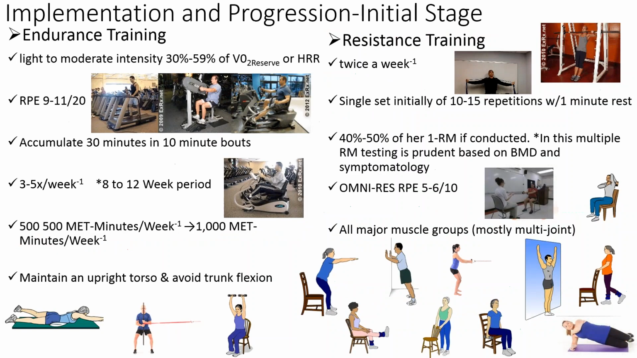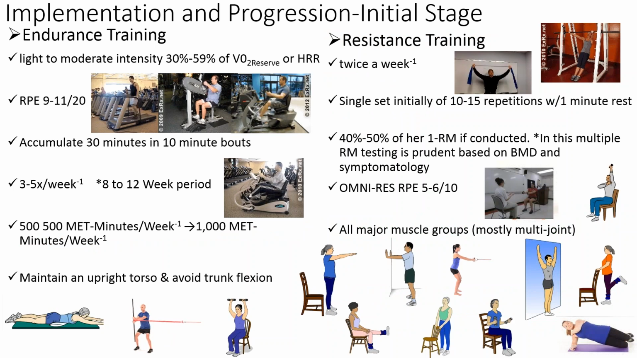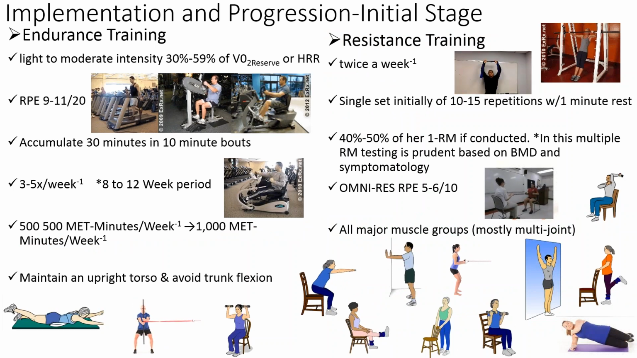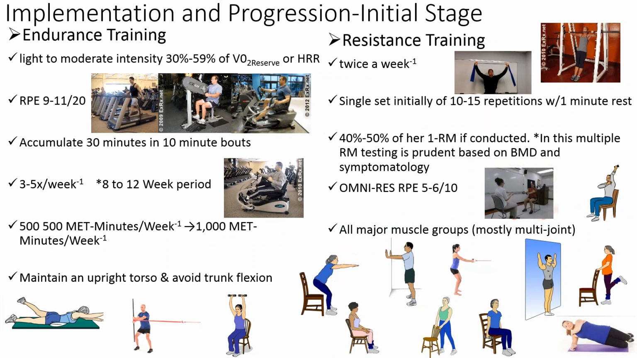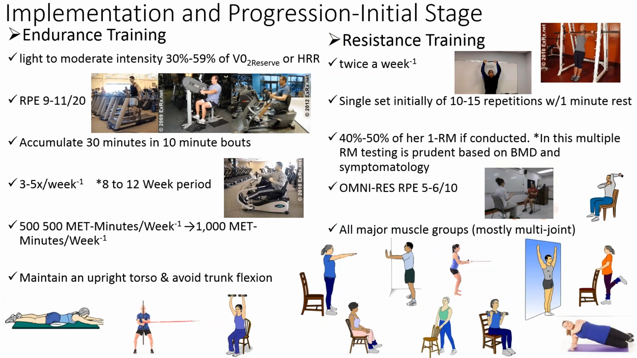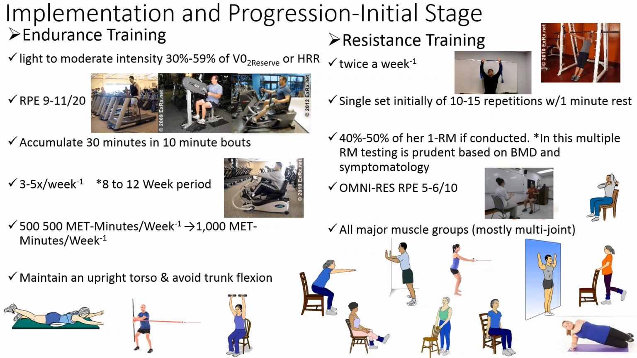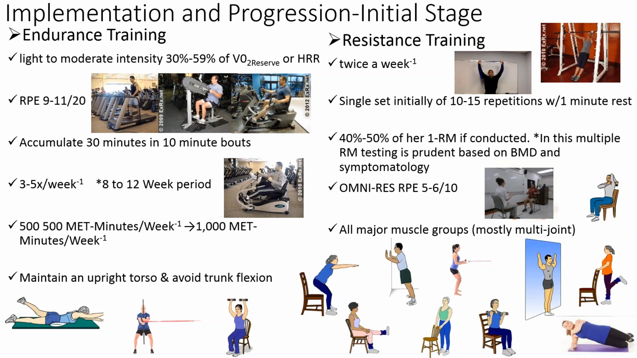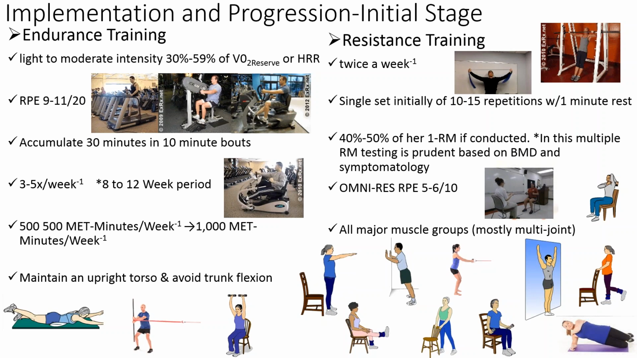Okay, so implementation and progression. So when we look at a program for her, here are some things that we could do. Now, there are no canned programs, but these are just some things that could be appropriate for Monica. And so you can see I've broken this into endurance training and her strength or resistance training. So what I've done is I'm going to break this and walk this through for you from an initial, an improvement, and a maintenance stage. So let's start with the initial stages.